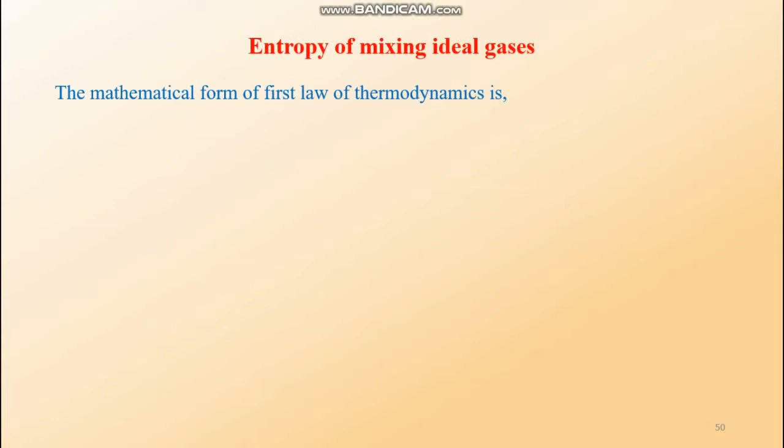First of all, we have to know the mathematical expression of entropy, and in order to do that, we have to take the help of the mathematical form of the first law of thermodynamics, which is dq equals du plus p dv. dq is the heat change, du is the change in internal energy, dv is the volume change, while p is the pressure of the system.